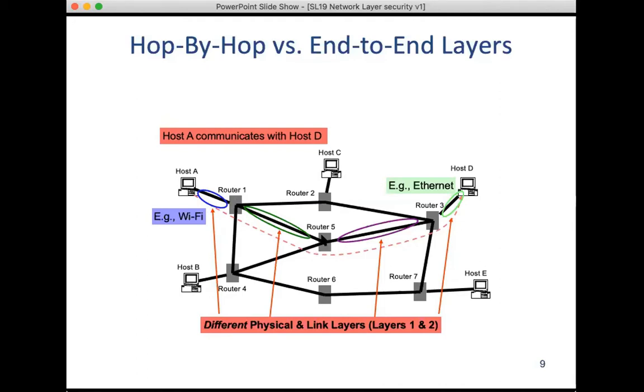Between router 1 and router 5, there is another link layer protocol that works over a different physical layer. Once the link layer transfers a packet here, the router will look at the IP destination address. Based on that, it will decide which link to send it to, and then looks at the characteristics of that link. Say, for example, if it's Ethernet, then it encapsulates the IP packet inside Ethernet and sends it to this router.